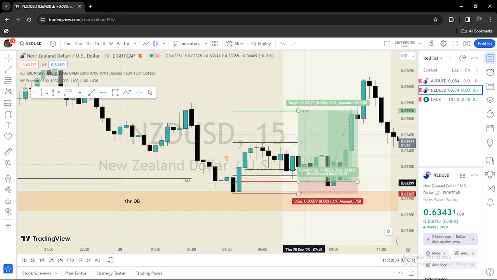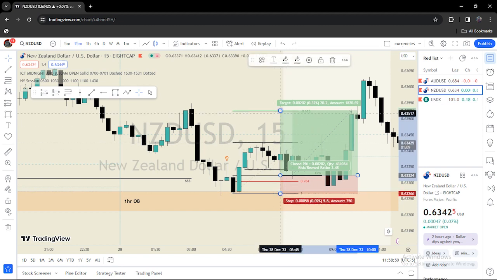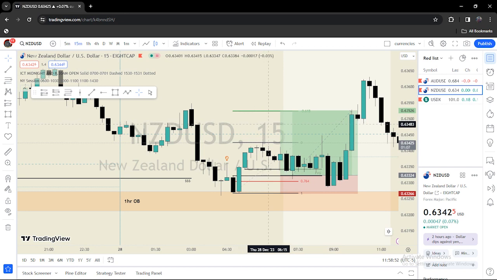This is what I used for my entry. I used the order block, not the fair value gap. I just knew and felt it was going to come to the order block, so I used the order block, and then my stop loss was here. So it was more like a 1:3 trade for me today.